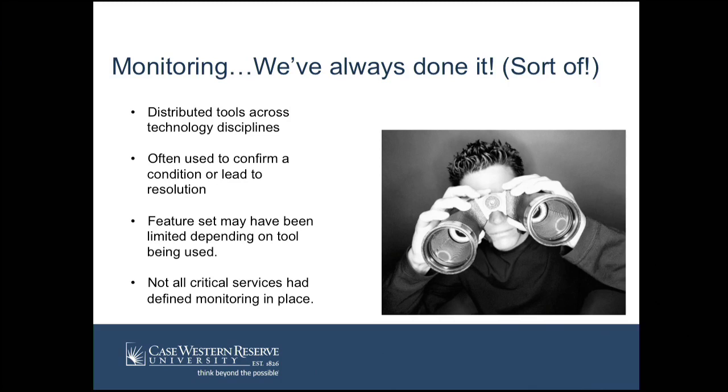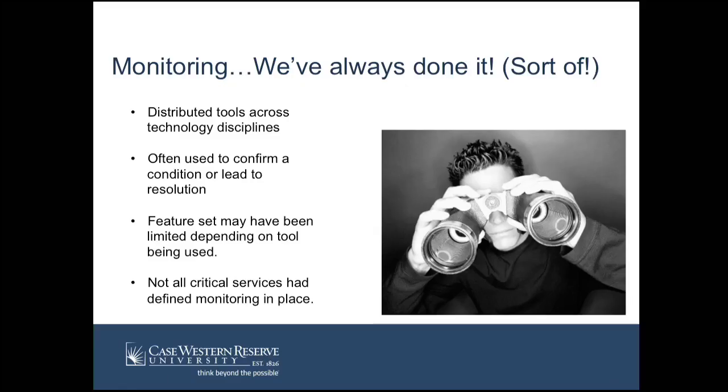And the feature set may have been limited depending on the tool being used. One tool may have provided a limited level of access into an environment, where another tool may have had a completely different set of features. And not all critical services had defined monitoring in place. This meant that we had an uneven balance of what we could provide both before, during, and after an outage to one of our services.